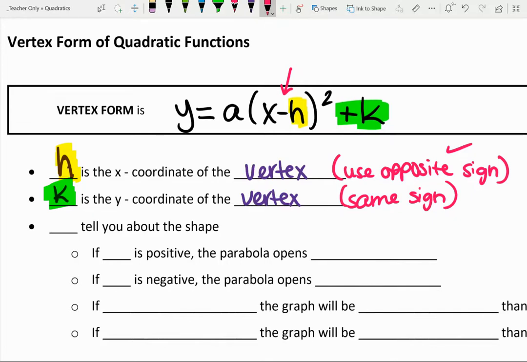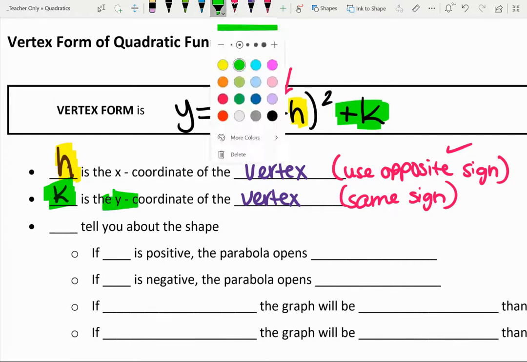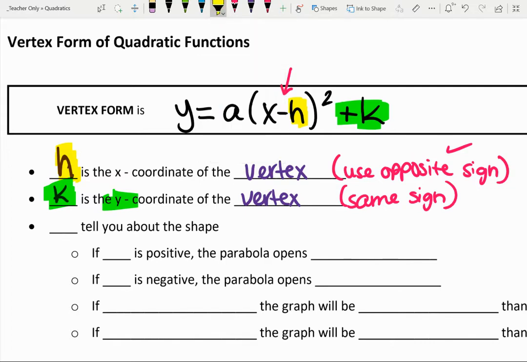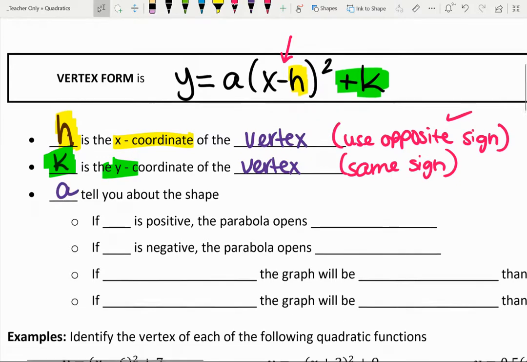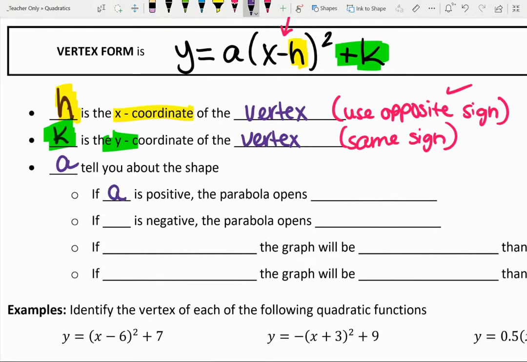Now the way I remember which one goes with the x coordinate and which one goes with the y coordinate is that h is tucked inside those parentheses with x, right? If it's tucked with x, it goes with the x. If it's on the outside, it's going to go with the y. And then that a value, we already know, tells us about the shape of the graph. So if a is positive, the parabola opens upward. If a is negative, the parabola opens downward. And again, we could have those little visualizations there.